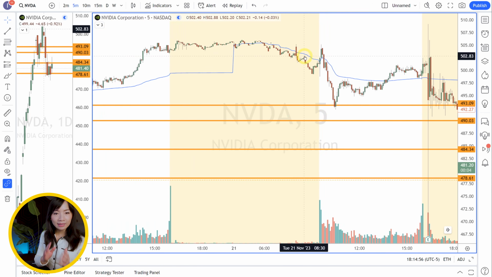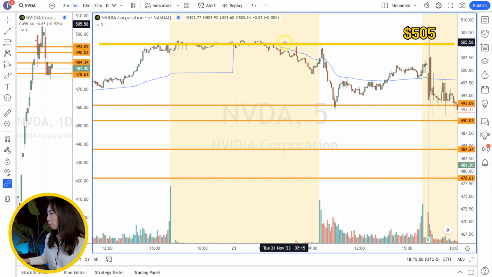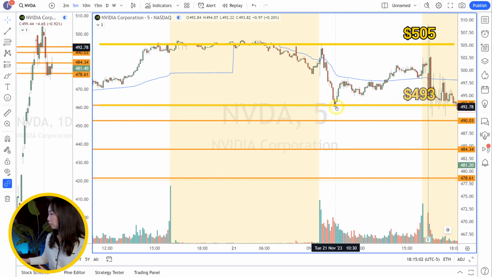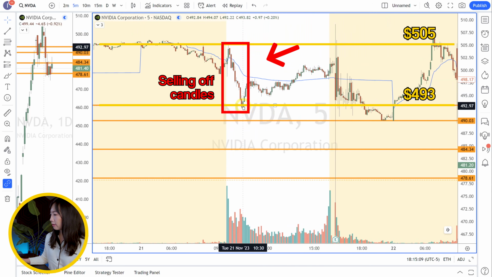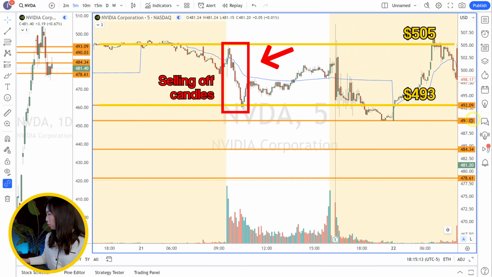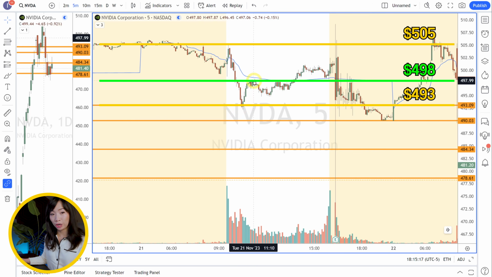And you can see the exact same example the next day. The stock spiked to 505's pre-market levels, then sold off to that same 493 support area. Multiple red candles selling off, then you have the first green candle finally form around that daily support, 493's key level area, then you got a $5 per share bounce.